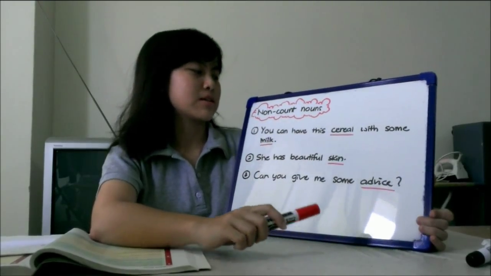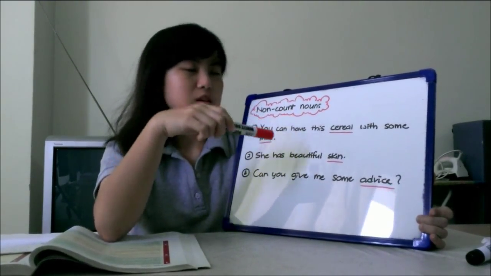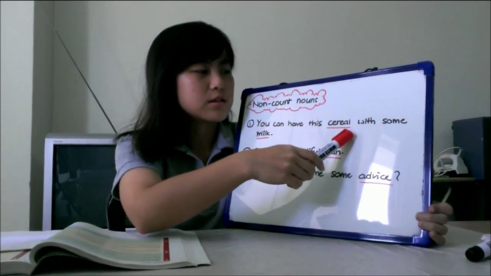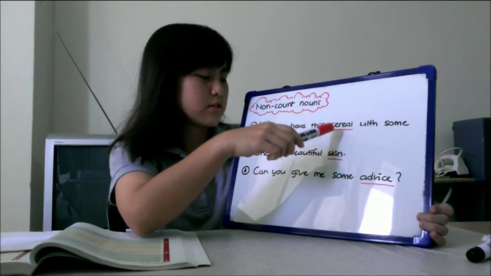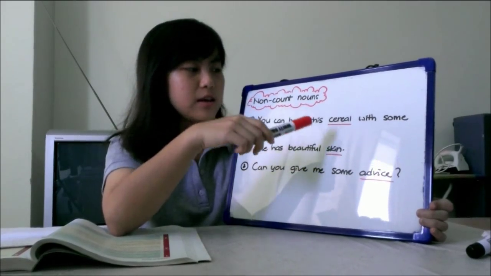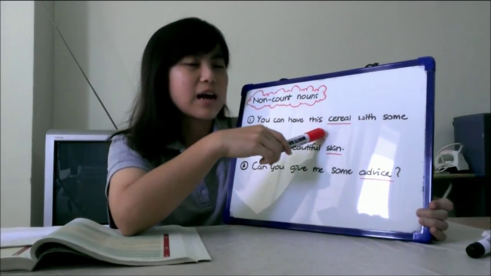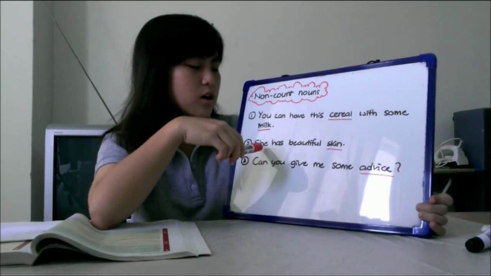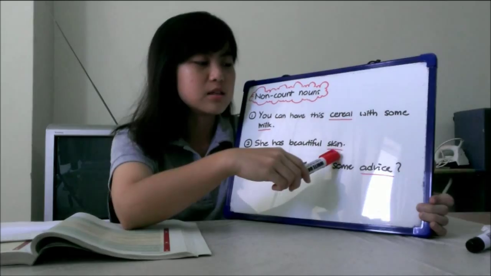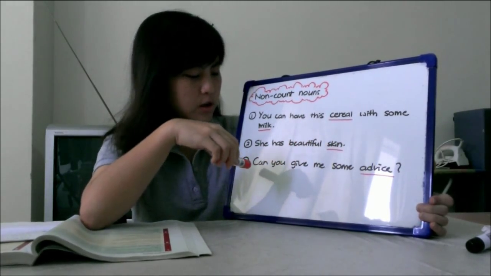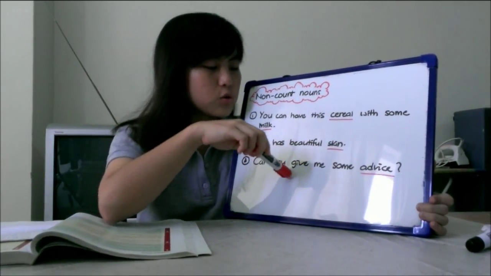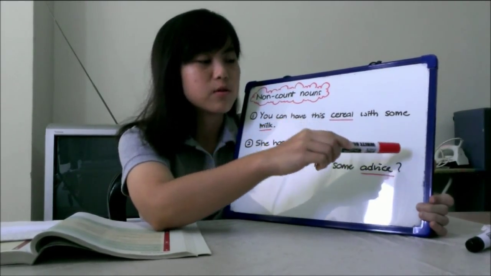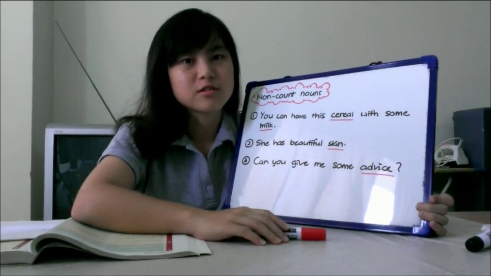Now let's look at some examples of non-count nouns in sentences. The first sentence is, you can have this cereal with some milk. Cereal and milk are uncountable, and these uncountable nouns are in the categories of food and drinks. The second sentence, she has beautiful skin. The skin here is uncountable. The third sentence, can you give me some advice? The advice here is the uncountable noun in the category of expression.